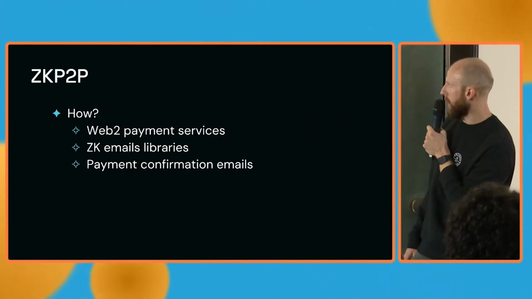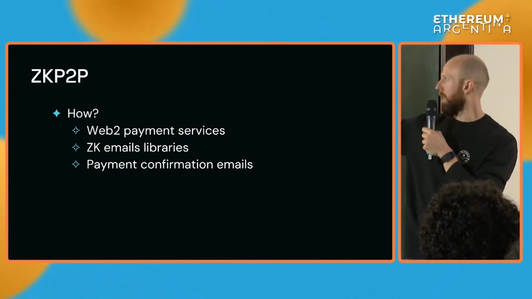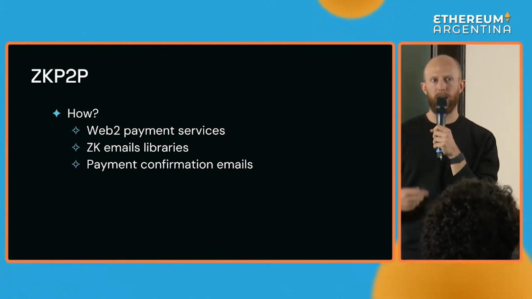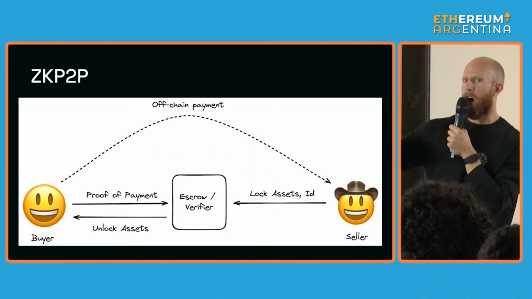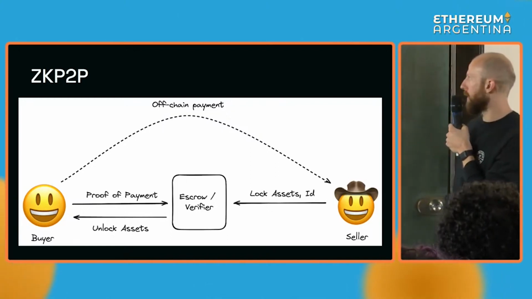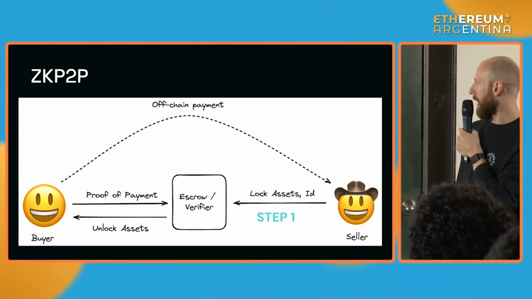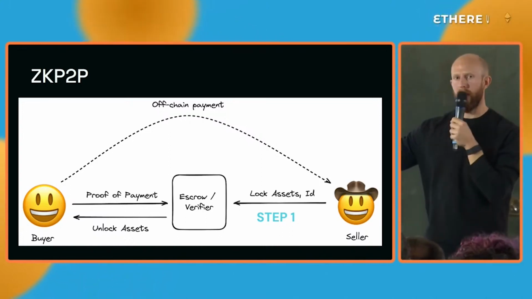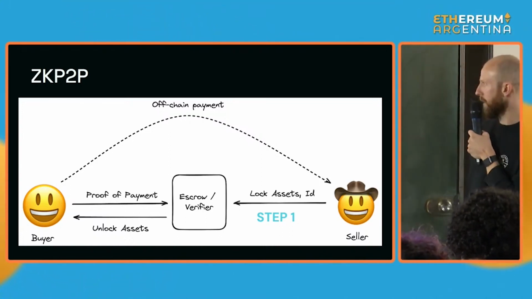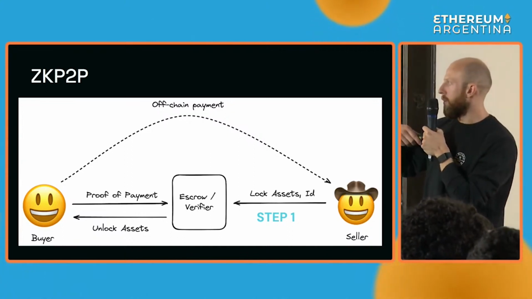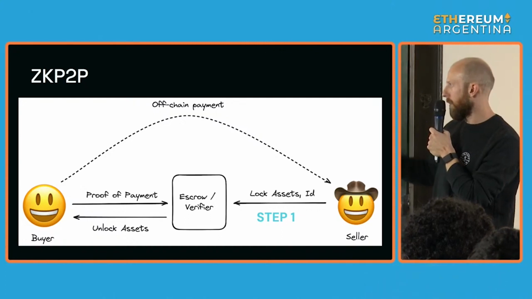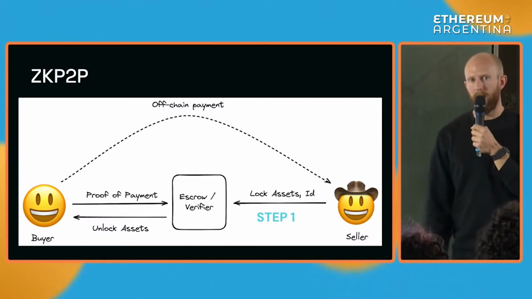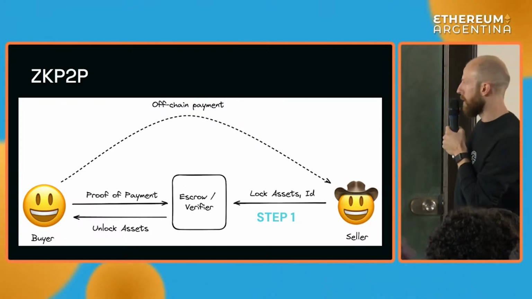So how do they do this? They basically take existing Web 2 payment services, they grab libraries from the ZK Email team, and they leverage these payment confirmation emails to allow people to onboard and offboard through existing Web 2 services. What that looks like is a peer-to-peer marketplace where someone can escrow their crypto assets in a smart contract. Someone who wants to buy that asset, say I have USDT, or say I have, I don't know, pesos in Mercado Pago, and I want to get some Ethereum.